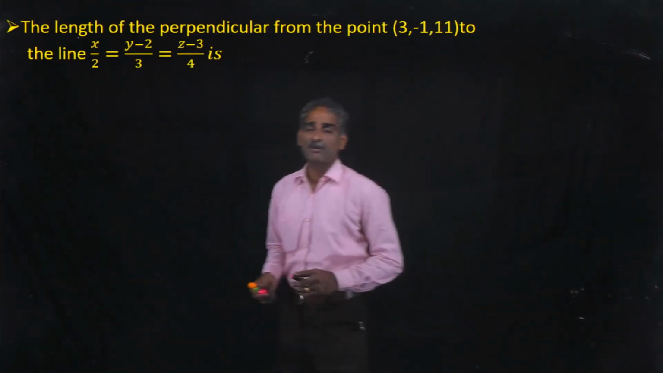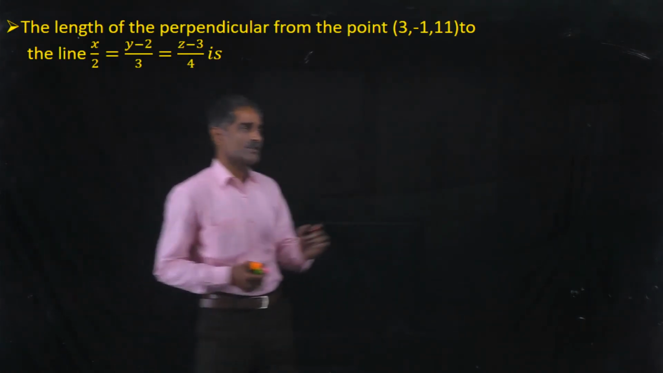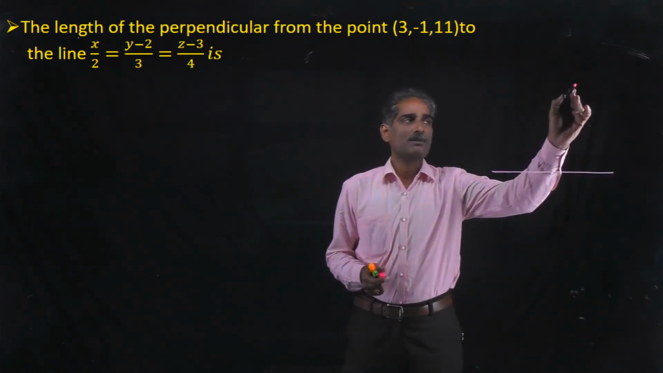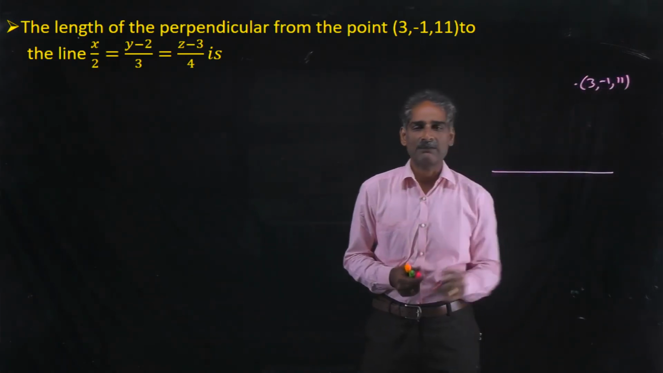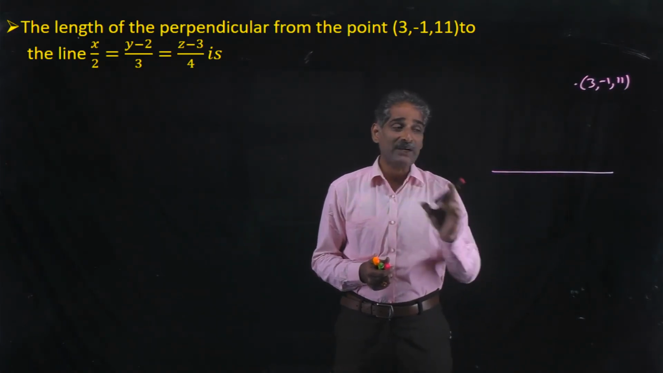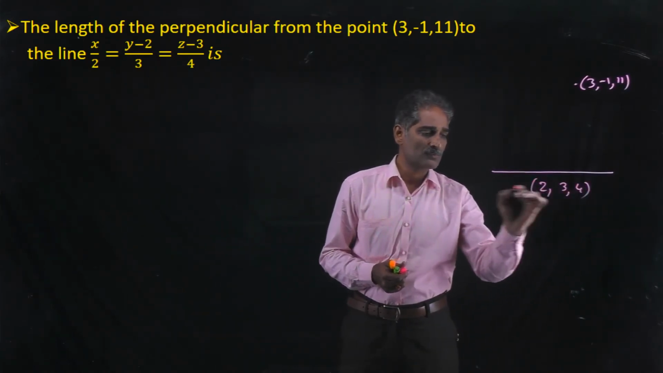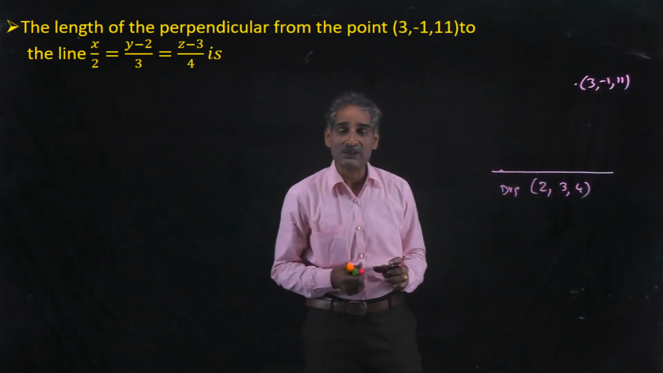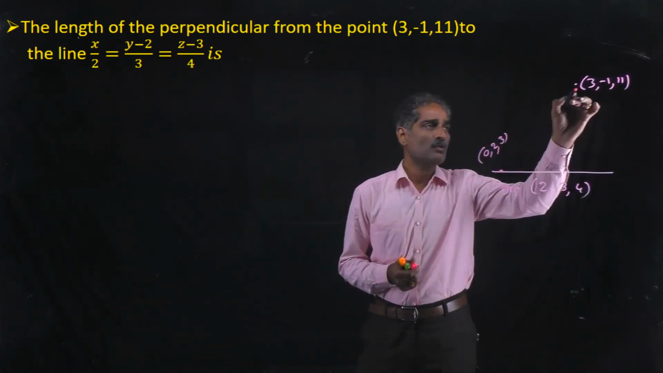Okay, see this problem. The length of the perpendicular from a point to the line. Suppose this is the position of the line. Suppose this is the given point, that is 3, minus 1, 11. So here, this is the line passing through a point having the DRs 2, 3, 4. Suppose this is the position of a point on the line, that is 0, 2, 3. We have to find out this length.